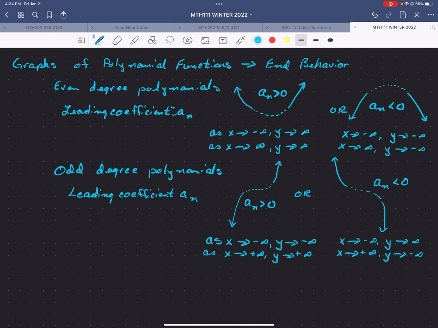So we're going to come back in a second and talk about the zeros or x-intercepts of a polynomial, and how we can find those if we have a polynomial in factored form.